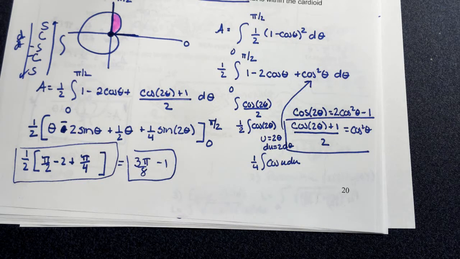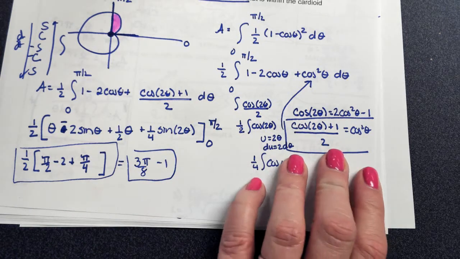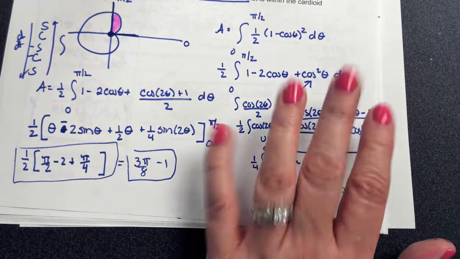Most of these, unless the integration is straightforward, a lot of these are going to be calculator problems. All right? But I wanted to make sure I did this one by hand because it's been a while since you've had to do that cosine squared integration with that double angle substitution.